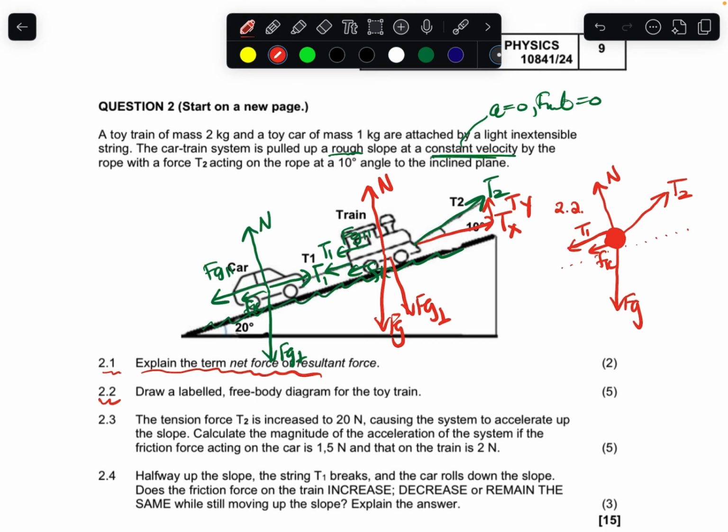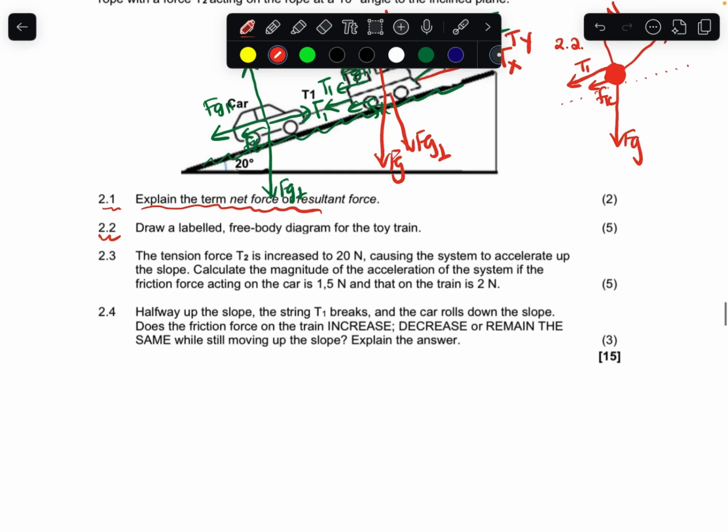Should be straight, guys. It must be a straight line using a ruler there, right? That's the free body diagram that is needed, guys. That's your 5 marks. It's 5 forces. Let's go to 2.3.